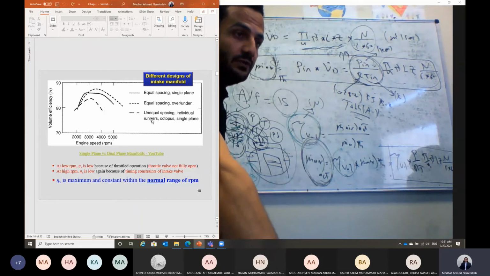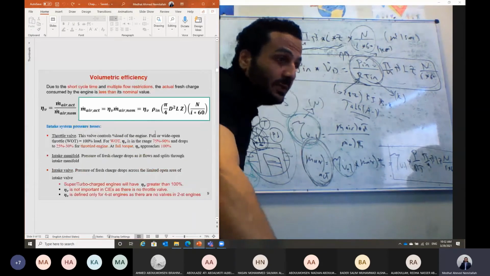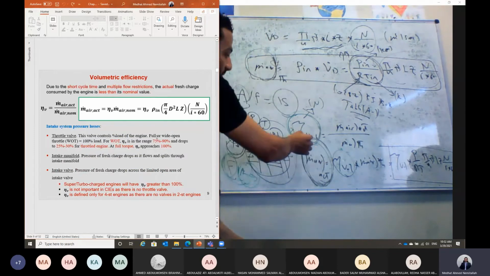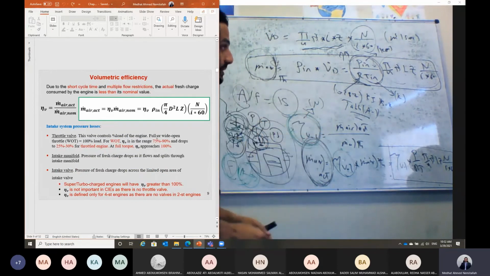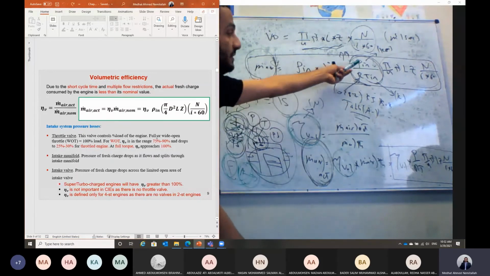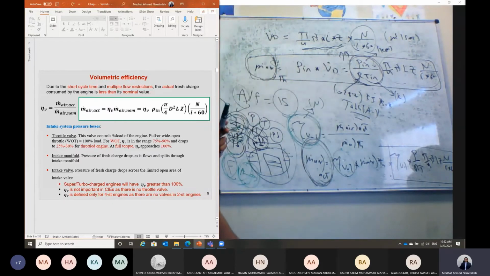I will show you now a video just showing the differences between the single intake manifold and the dual intake manifold. But before this, Shabab, if we have a supercharged or turbocharged engine, do you expect the volumetric efficiency to exceed 100? The volumetric efficiency is a function of flow restriction in the intake manifold, which can reduce the pressure.